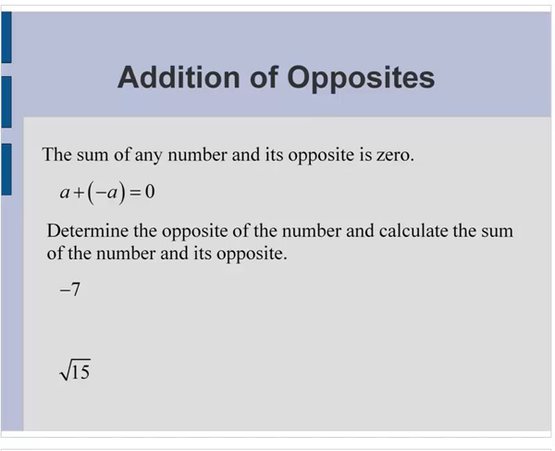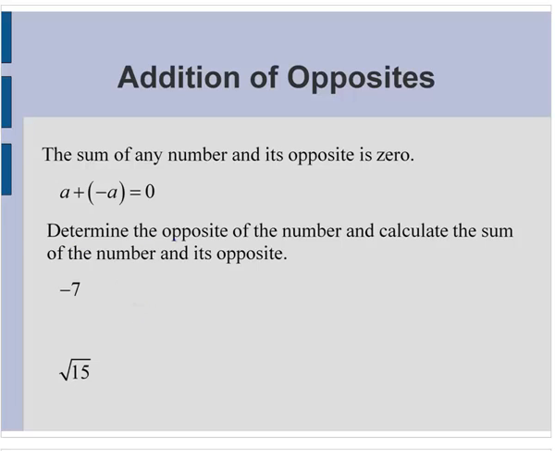In the last section we discussed the concept of an opposite. What's special about opposites is that when you add them up, the sum is 0. The sum of any number and its opposite is 0. In symbols we would write a plus the opposite of a is equal to 0. So let's see a couple of examples of how we can use this idea.